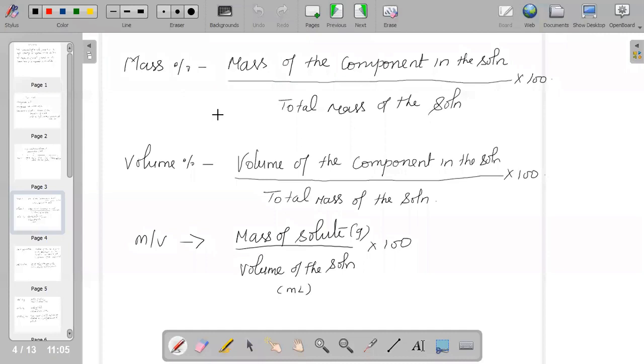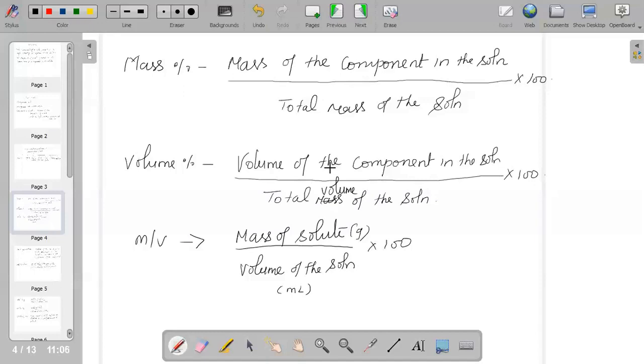In a similar way, we can calculate volume percentage, and based on the volume percentage we can talk about the concentration of the solution. Volume percentage is the volume of the component in the solution divided by the total volume of the solution, multiplied by 100.